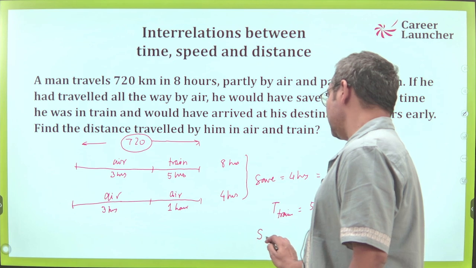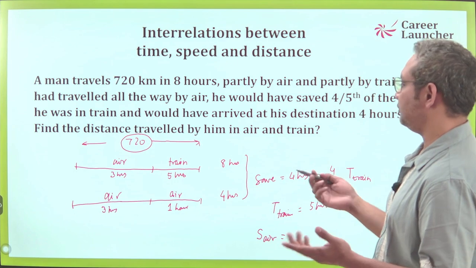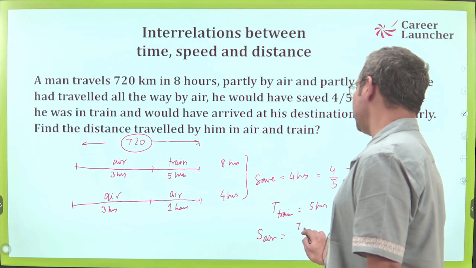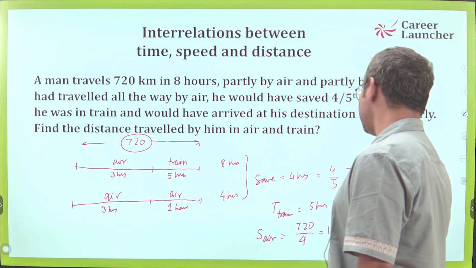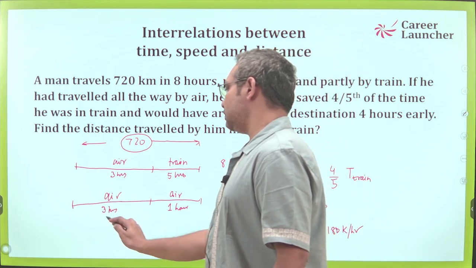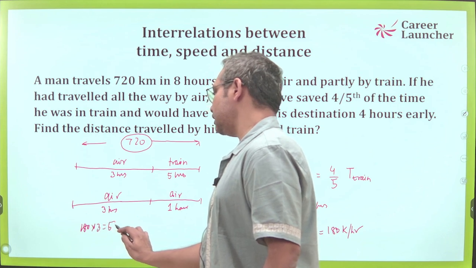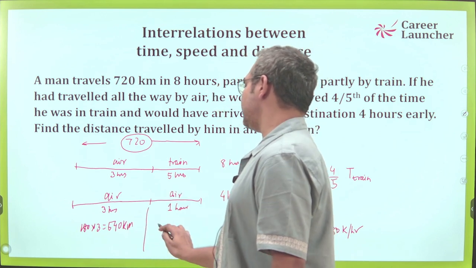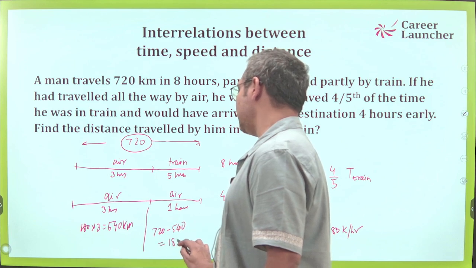So the speed of the aeroplane traveling by air would be 720 divided by 4. So that is 180 kilometers per hour. Once we know that, now it's very simple. Therefore 3 hours would be 3 times 180, that is 540 kilometers, and the remaining distance which he had originally travelled by train would be 720 minus this 540, which is the balance 180 kilometers.